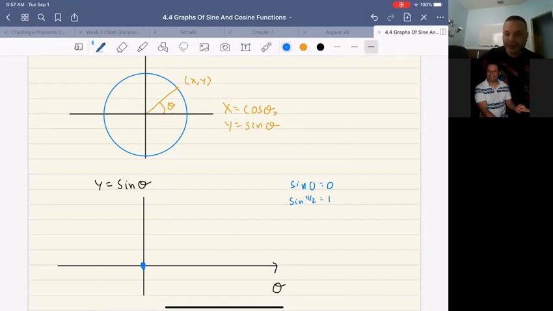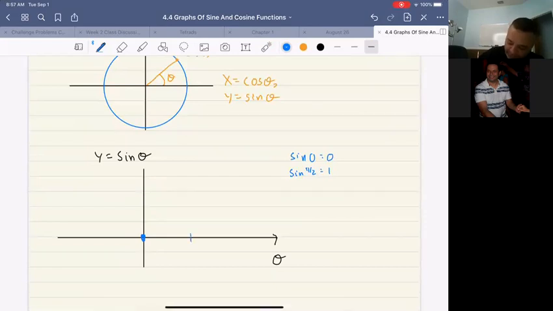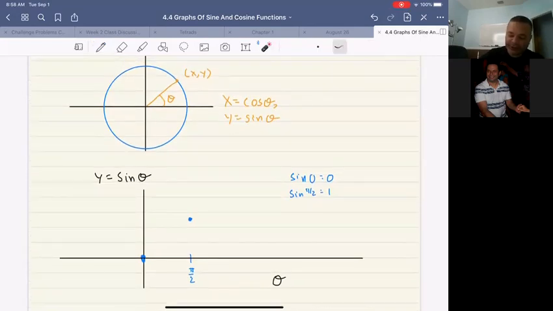So I'm going to represent that here on the graph with a pi over 2 and a 1 up here. I'm going to have to make this line a little longer. Okay. The next point on the unit circle is over here. That's pi, 180 degrees, and the sine is 0 again. The y coordinate for this point on the graph is 0.